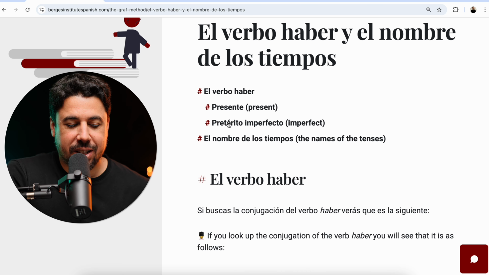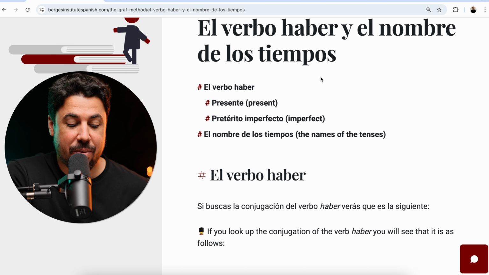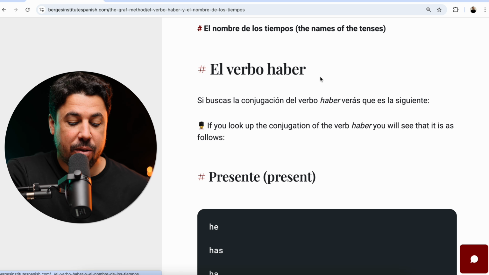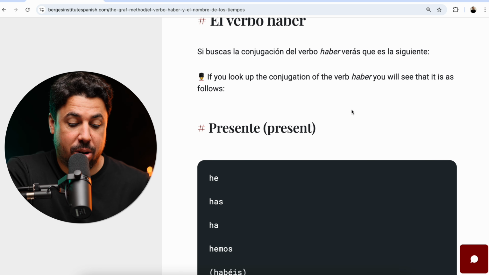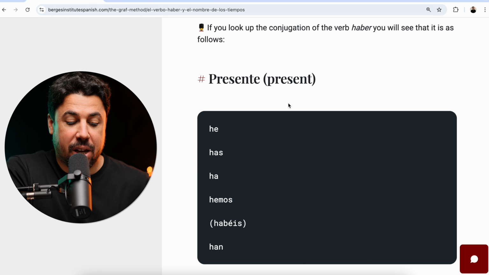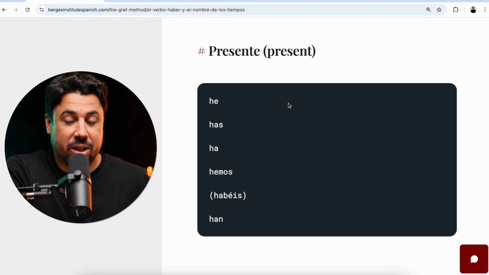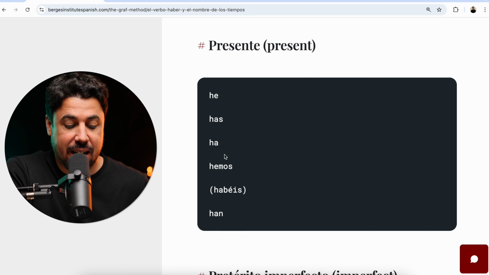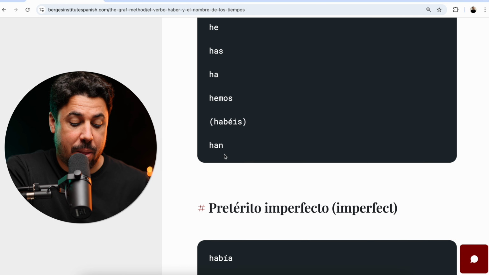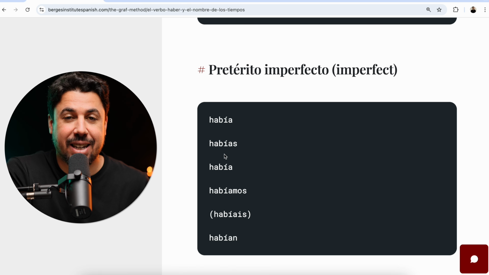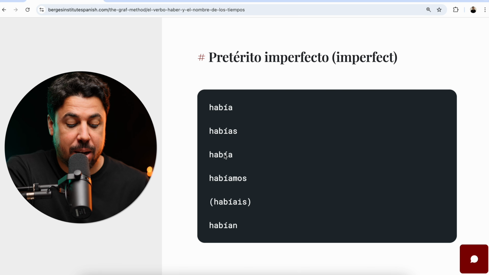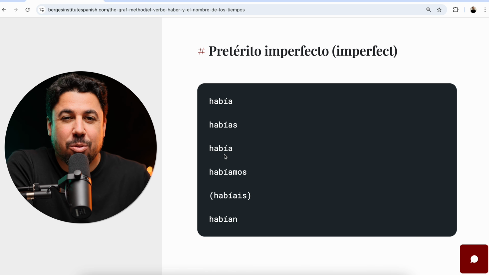So here is what I was saying at the beginning. Let's look at this thing about the verb haber and the name of the tenses. So if you look up the conjugation for the verb haber, you will see that it gives you the following. The present tense for haber is he, has, ha, hemos, habéis, han. And the pretérito imperfecto tense is había, habías, había, habíamos, habíais, habían. The thing is, we can't really use haber in the present or in the pretérito imperfecto.